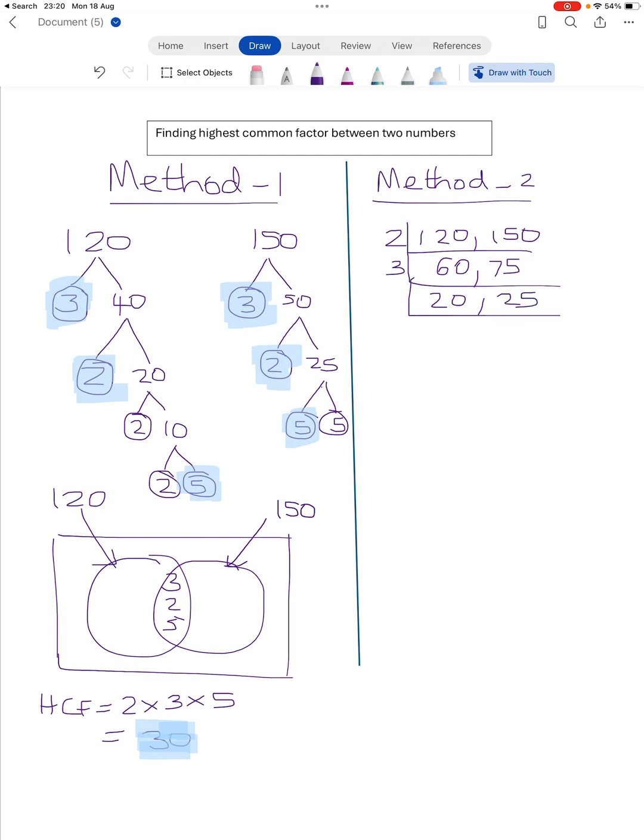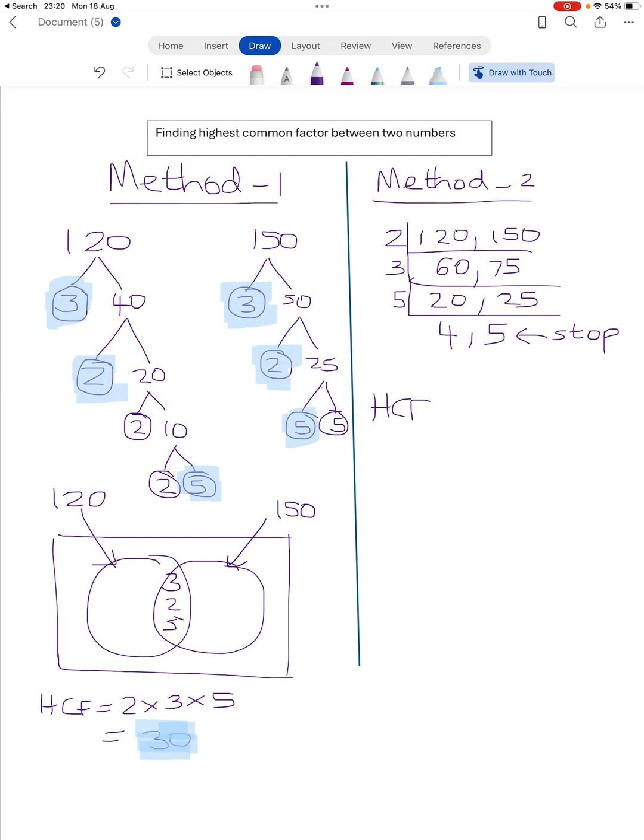Now we need to pick the number that can divide both of them. You can't pick 2 because 2 can't divide 25. The only number that can be picked is now 5. 5 can divide both of them, so that would give you 4 and 5. At this stage we need to stop because after this point we cannot pick a number that can divide both 4 and 5. Therefore, we are done with this.